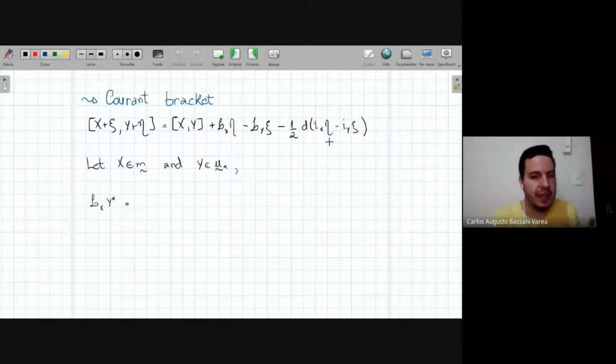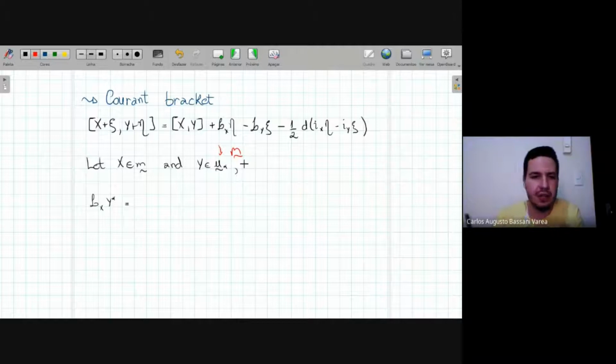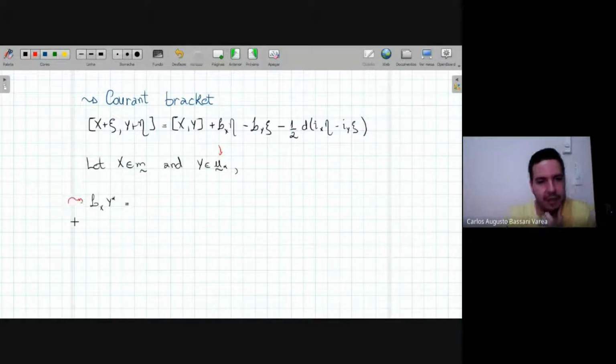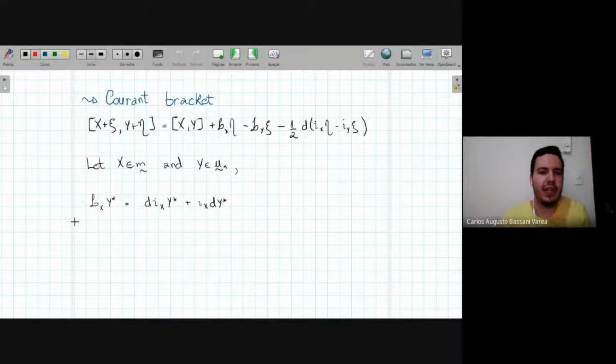So let's consider an x in the tangent space at the origin and a y on u alpha. I'm going to consider an element on u alpha. We could consider an element on M, but we can use linearity here, so to get easier computations, we are going to use only u alpha. Okay. So let's describe this guy here in terms of this identification. Using the Cartan magic formula, we know that the derivative of these guys can be rewritten this way.